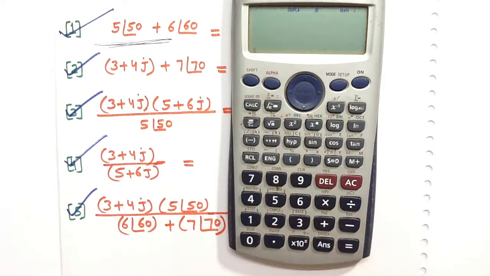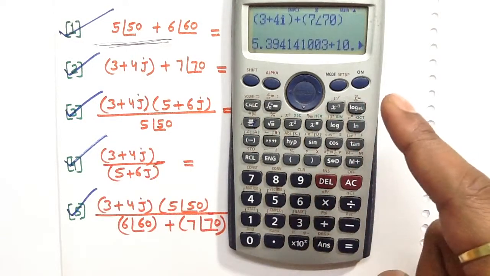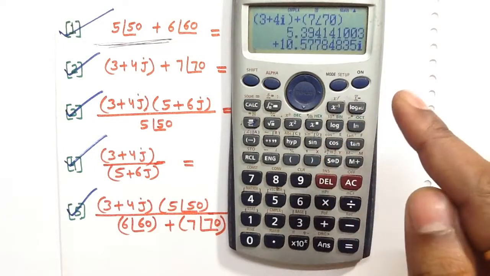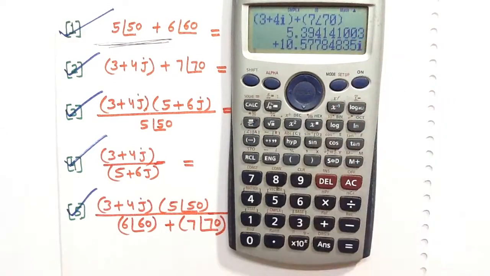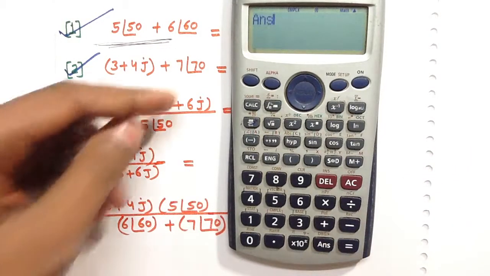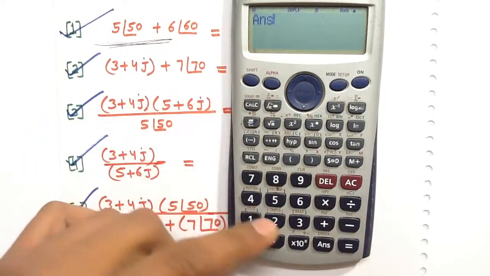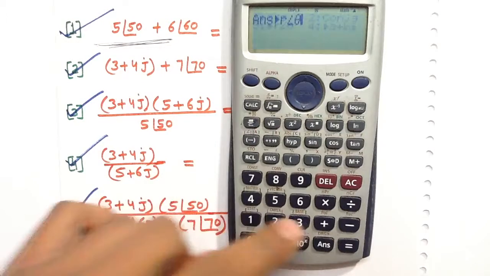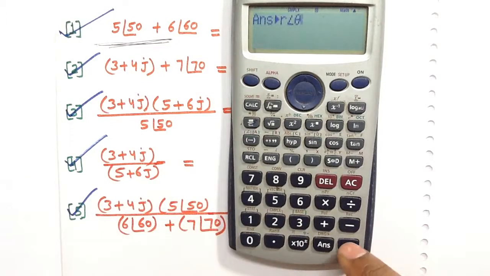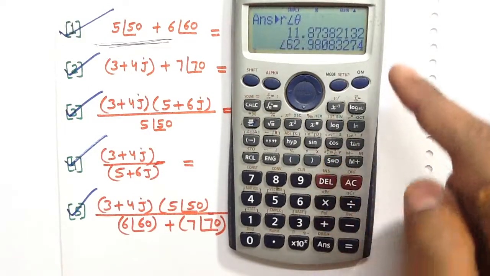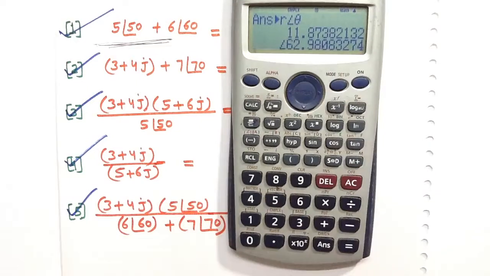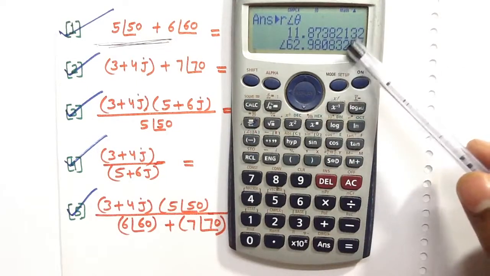Press equals. You will get the answer in the rectangular form by default. Press S-D to get the complete solution on the screen. So this is the answer of question number 2 in rectangular form. If you want to convert the answer into the polar form, press Ans, then Shift, then 2, then 3. Press the equals button and then S-D to get the complete solution on the screen. So this is the solution of question number 2 in the polar form.